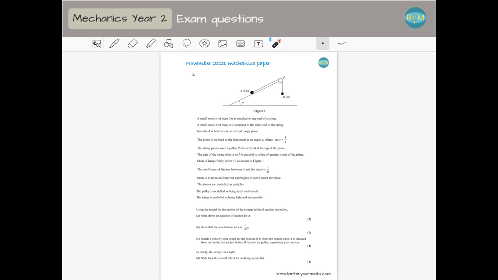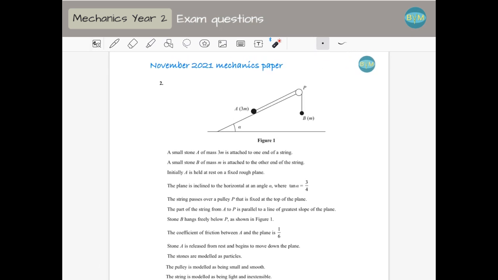This is a pulleys question from the mechanics paper, November 2021. So you have a small stone A of mass 3m, which is here attached to one end of a string. Small stone B, mass m, is here. Initially A is held at rest on a fixed rough plane. The plane is inclined to the horizontal, and they give us the angle.